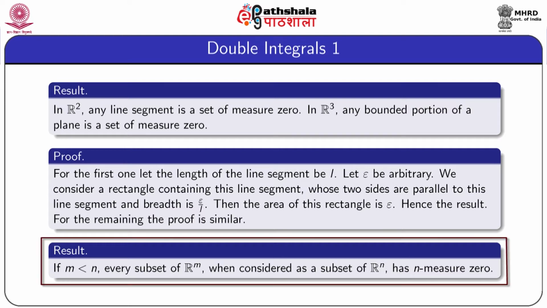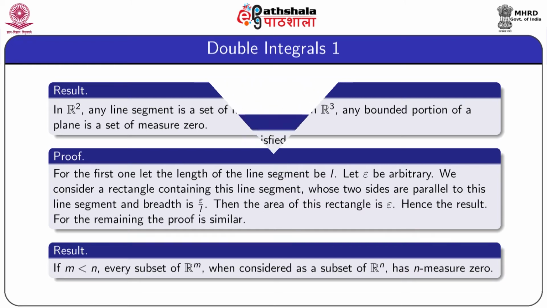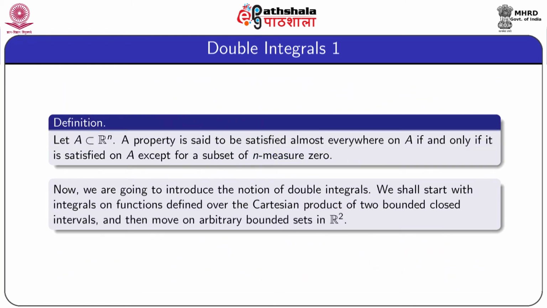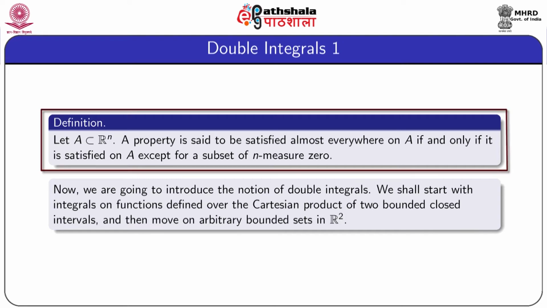Another result: if m is strictly less than n, every subset of Rm when considered as a subset of Rn has n-measure 0. Now a definition. Let A be a subset of Rn. A property is said to be satisfied almost everywhere on the set A if and only if it is satisfied on the set A except for a subset of n-measure 0.